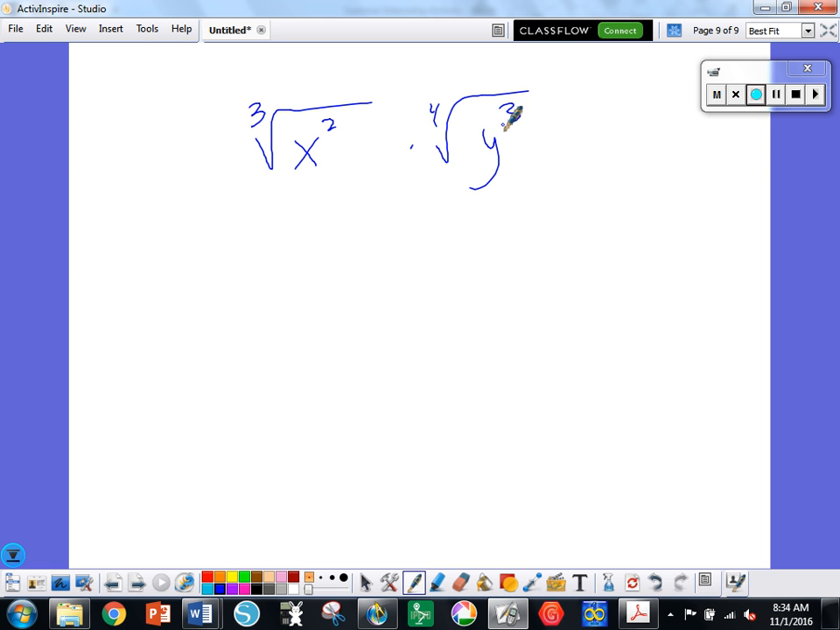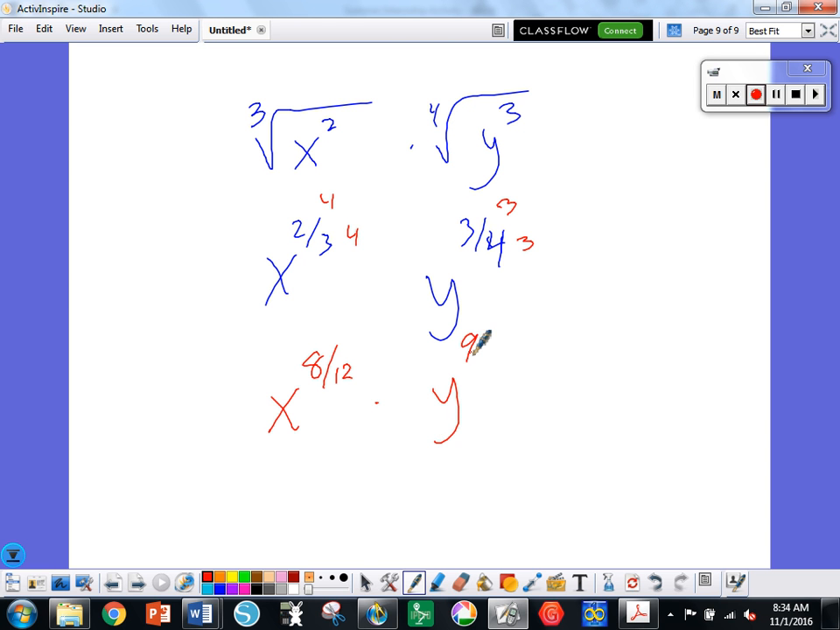So either I can make him x to the 2/3 and y to the 3/4. Okay, that looks like a horrible 4. And I go ahead and say, okay, this guy needs a 4 and a 4. This guy needs a 3 and a 3. So this is x to the 8/12 times y to the 9/12. Are they like bases? Can I add their exponents? No, because they're not like bases.